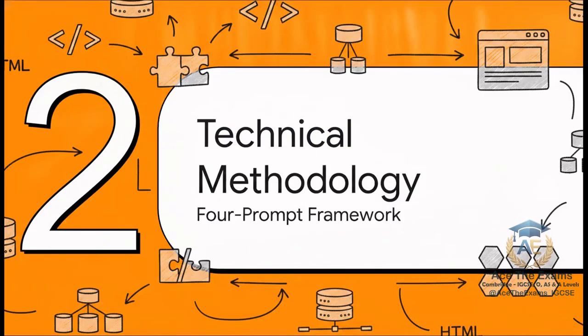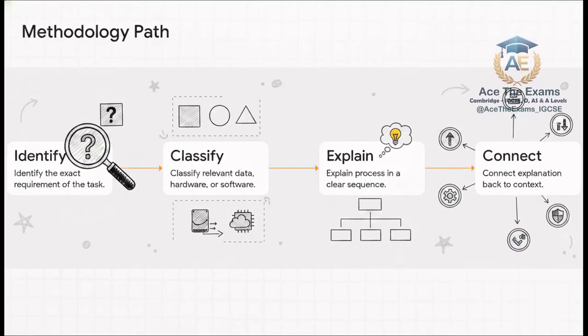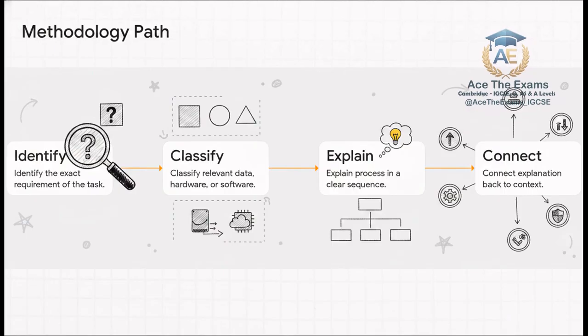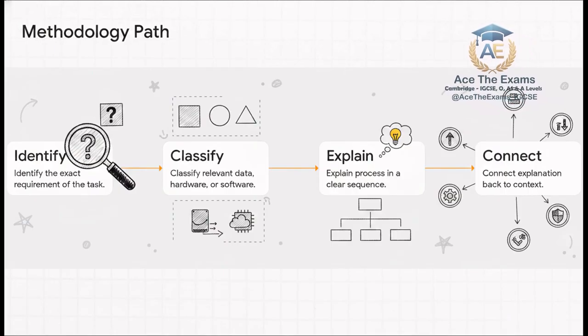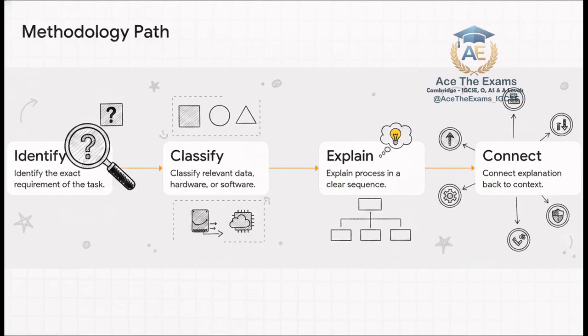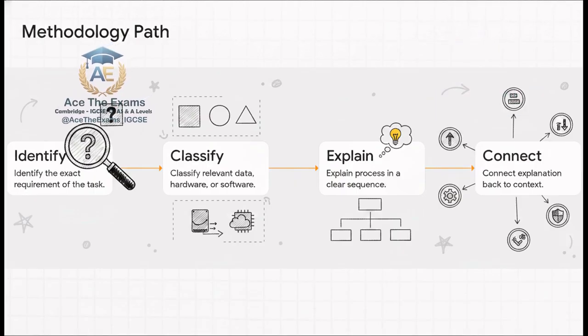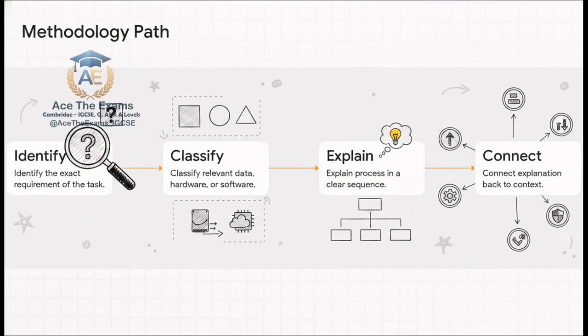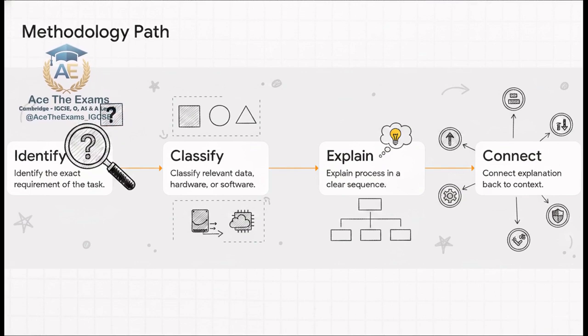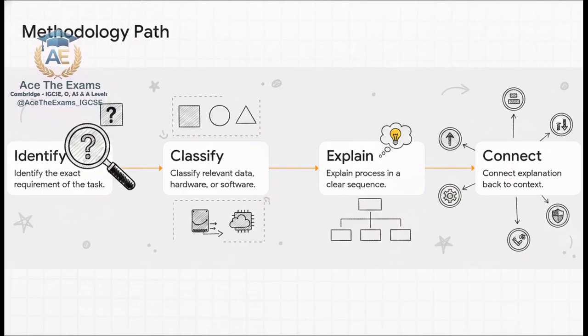Section 2. The technical methodology and 4-prompt framework. Okay, to guarantee that examiner-style performance, you need to follow this disciplined path every single time. Step 1. Identify the exact requirement of the task. Step 2. Classify the relevant data, hardware, software, or algorithmic structure. Step 3. Explain how the process works in a clear, logical sequence, something another learner could easily follow. And Step 4, the big one, always connect it back to the context. Double-check if the question is asking for causes, effects, advantages, or design decisions.